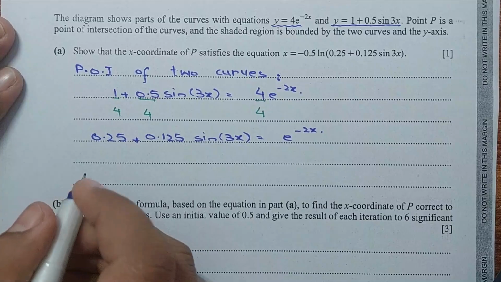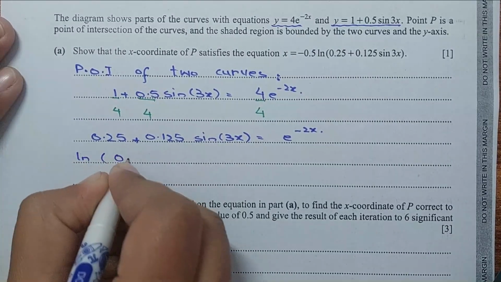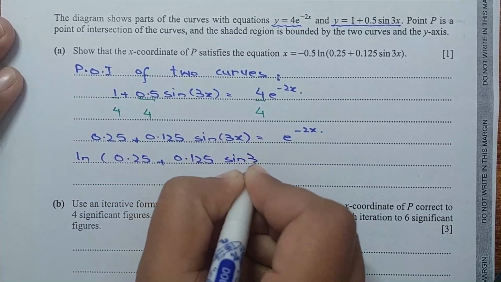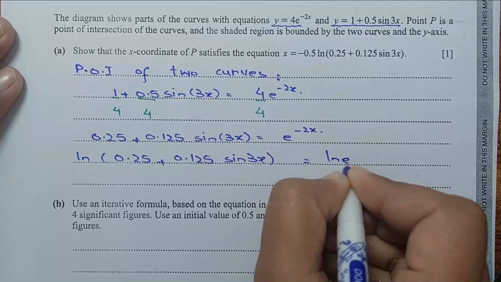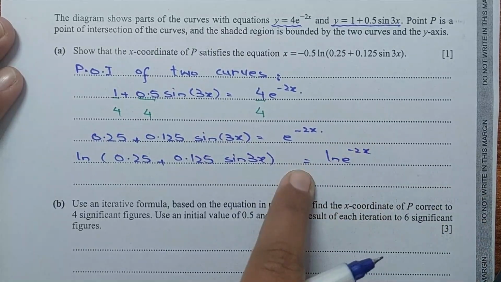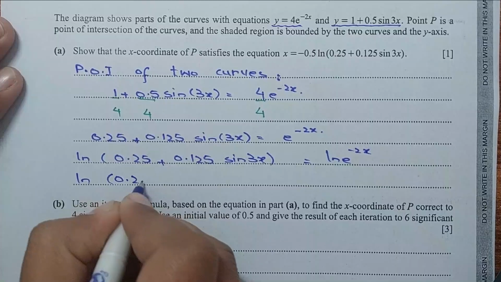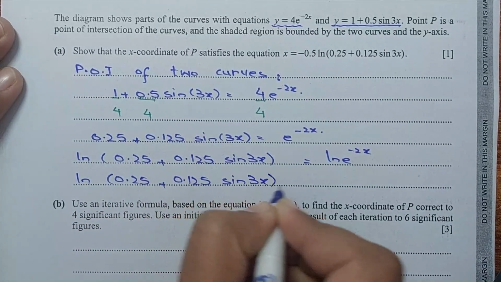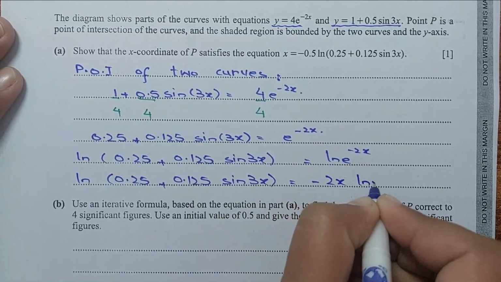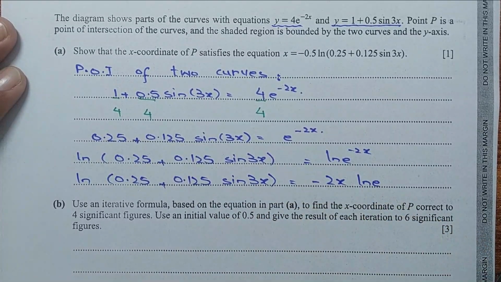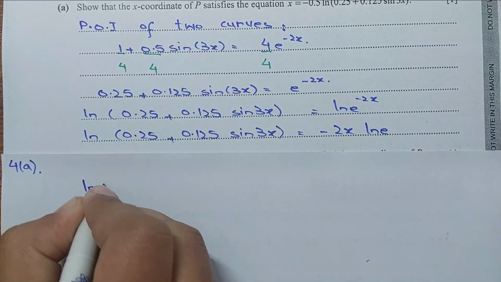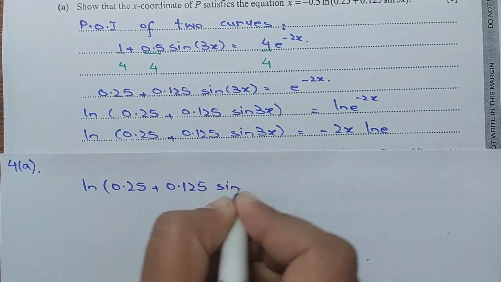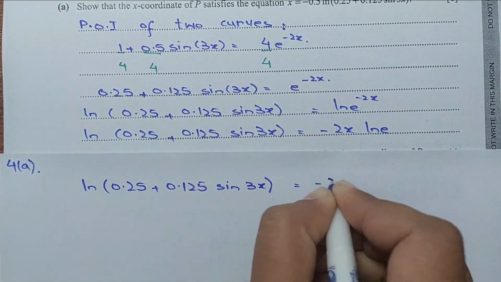Now taking the natural log on both sides: natural log of 0.25 plus 0.125 sine 3x is equal to natural log of e to the power minus 2x. The power comes before the log, so this equals minus 2x natural log of e. Natural log of e is always equal to 1. Now we are left with natural log of 0.25 plus 0.125 sine 3x equals minus 2x.